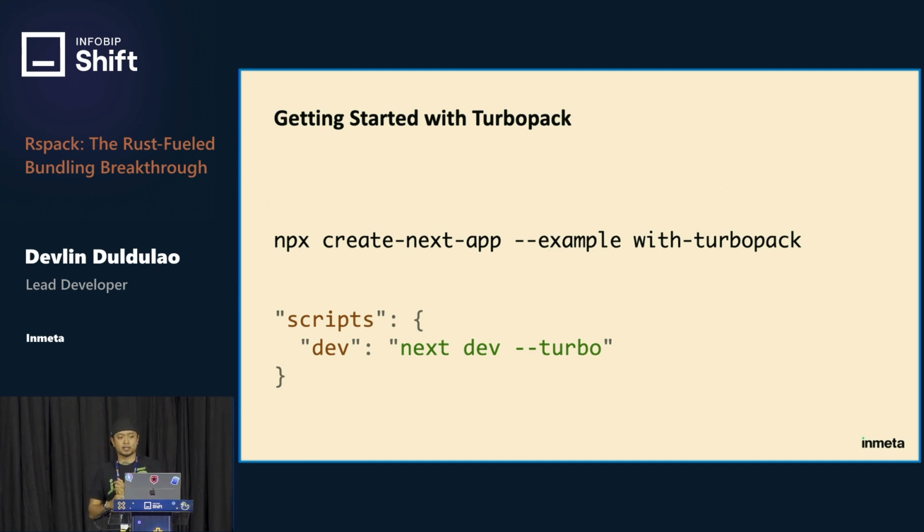Getting started with TurboPack, just run the command npx create-next-app with TurboPack as a template. And then you will notice after running this npx script that inside the package.json, you will see this dev script with the flag next dev --turbo. Meaning it's going to use TurboPack as the bundler for your Next.js application.